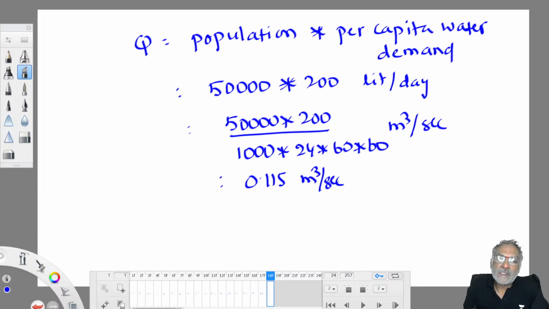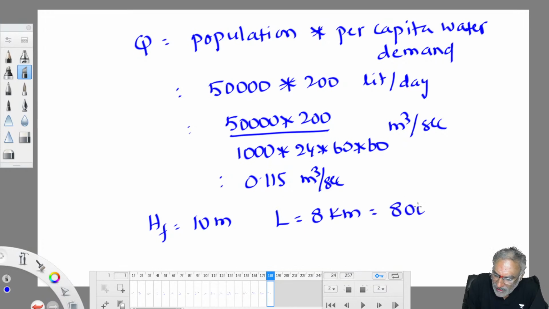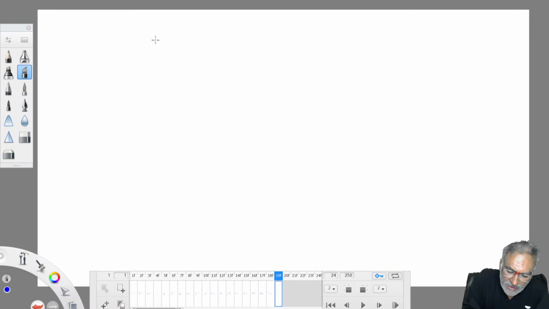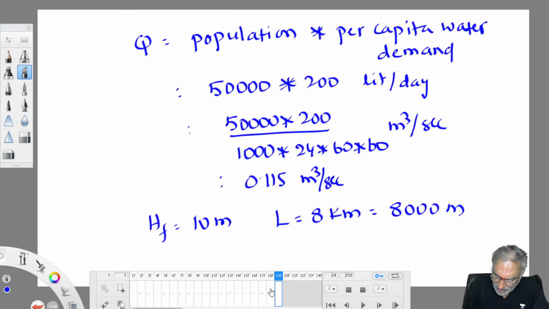0.115 meter cube per second, Q we got. Next, what do you need to do? What is given indirectly? HF is nothing but head loss due to friction, which is nothing but the elevation difference between source and supply, given as 10 meters. The distance between source and supply is 8 kilometers, nothing but 8000 meters. So HF is equal to FL Q square by 12.1 d power 5. Or HF is equal to FLV square by 2GD. Friction factor is given. Okay, I forgot to give the friction factor.